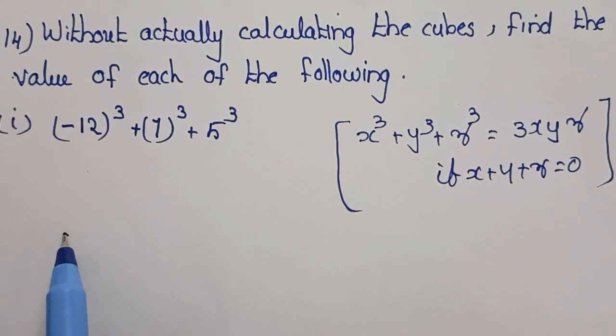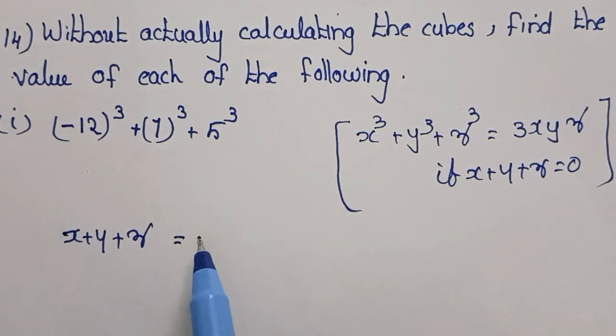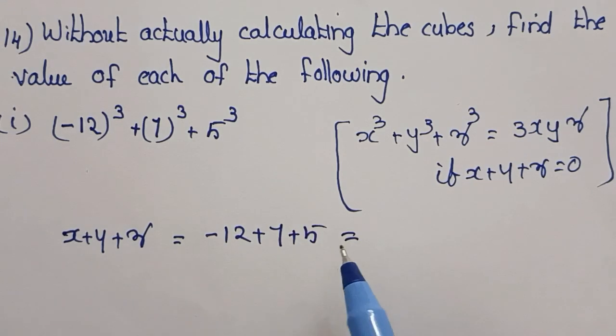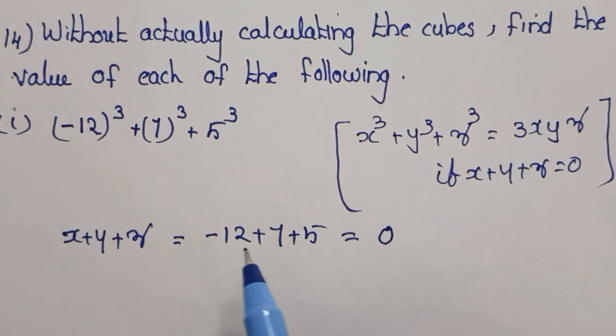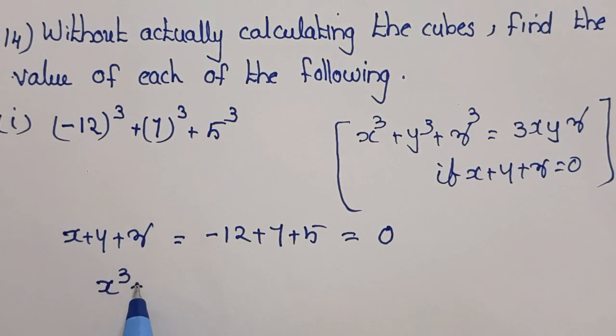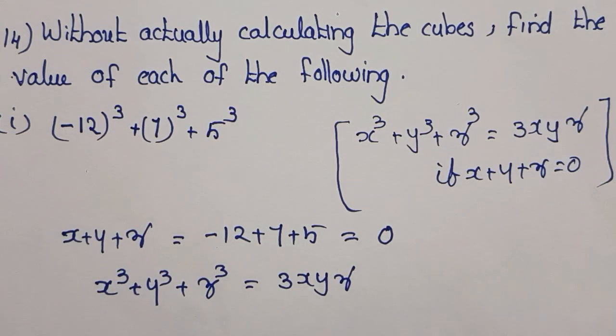For that, first we have to find x plus y plus z. That is equal to minus 12 plus 7 plus 5. That is equal to minus 12 plus 12, equal to 0. That is x plus y plus z equal to 0. So we have to apply this property, that is x cube plus y cube plus z cube equal to 3xyz when x plus y plus z equal to 0.